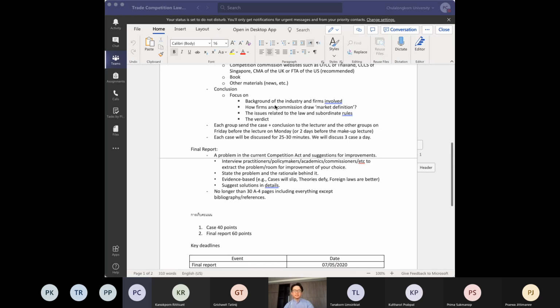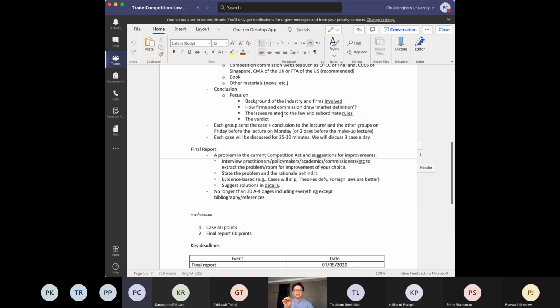Okay, and then when you discuss the background, discuss the market definition, how they draw the market, which market the commissioners or the government authority were investigating. The third one is the issue related to law and subordinate rules. You can refer to the Thailand Trade Competition Act as well, and see which article this case is considering, and then you conclude with a verdict. Right?